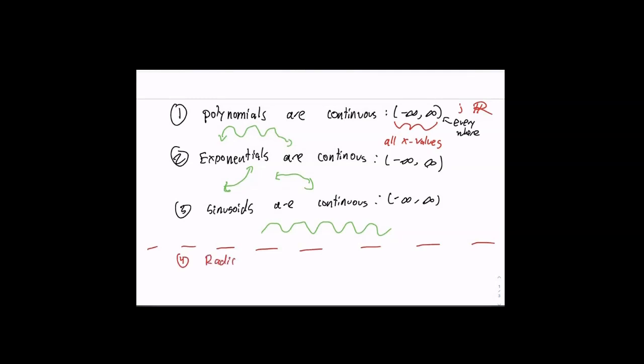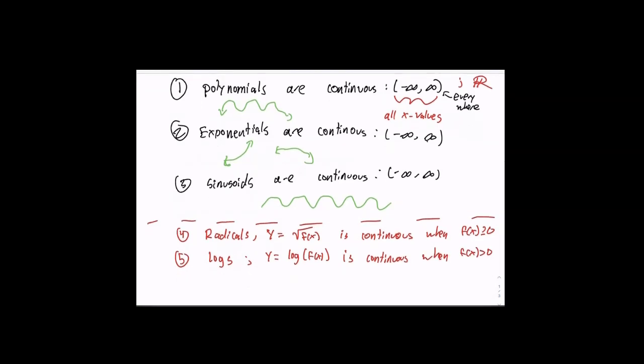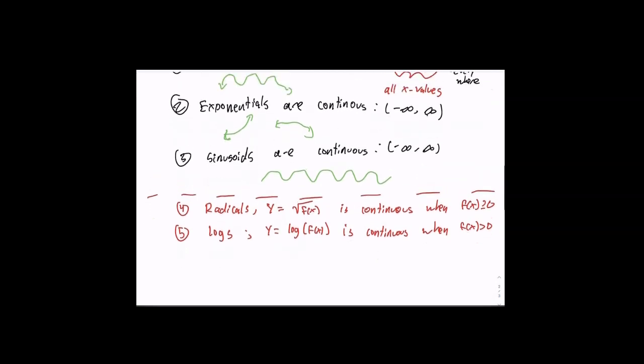Radicals. For example, y equals the square root of f of x is continuous when f of x is greater than or equal to 0. Logs, such as y equals the log of f of x, is continuous when f of x is greater than 0. And these have to do with just domains, right? You can't take a radical of a negative value. You can't take the square root of a negative number. Logs, you can't take the log of a negative number, or 0. The log of 0 is undefined.